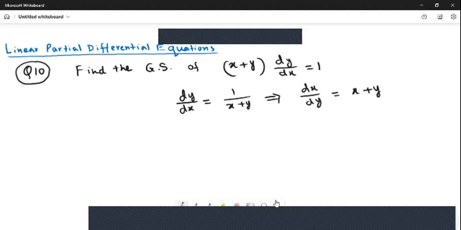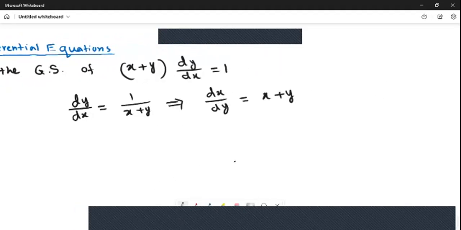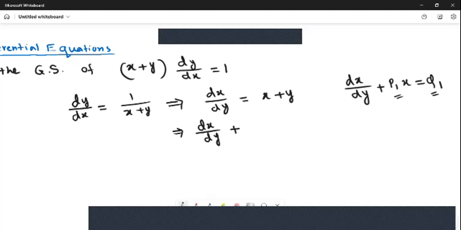Okay. Now the point is, we will try to compare to the original format. What was the original format? dx/dy plus, what was that? P1. Now what would you write here? P1 x, right? And equal to Q1. So here P1 and Q1 both are functions of y. So we need to write this in terms of that. So dx/dy minus 1 x equal to y, correct?